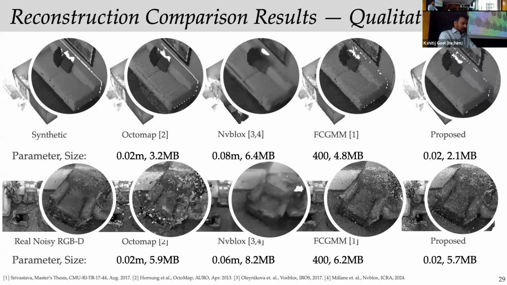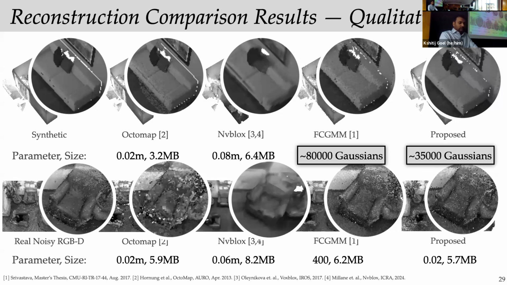Just to note, in this case, the FCGMM totaled about 80,000 Gaussians, whereas the proposed approach was less than half, at about 35,000 components. This shows the utility of adaptive compression enabled by the proposed approach, because it only puts a higher number of components in regions where they actually need it.